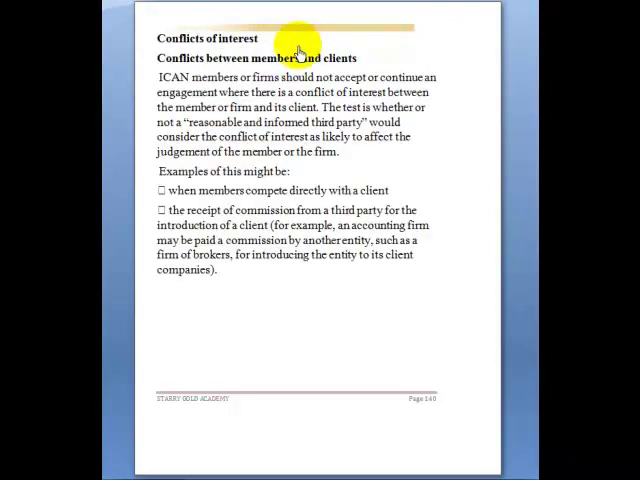Conflict of interest between members and clients should be avoided. You should not accept or continue an engagement where there is a conflict of interest between the member or firm and his client. This is not allowed. For example, when members compete directly with a client in the same line of business, or the receipt of commission from a third party for the introduction of a client, which we have said is not allowed.